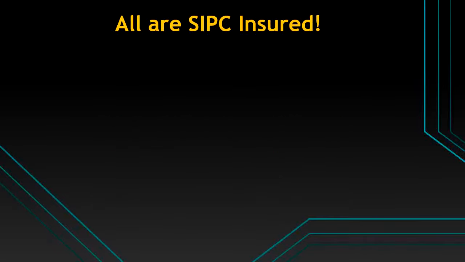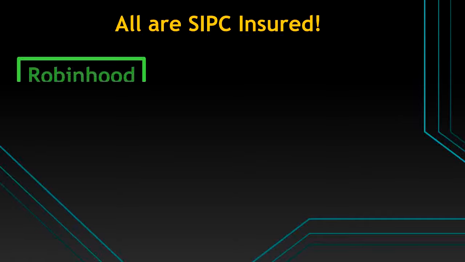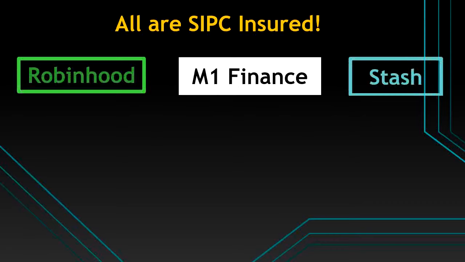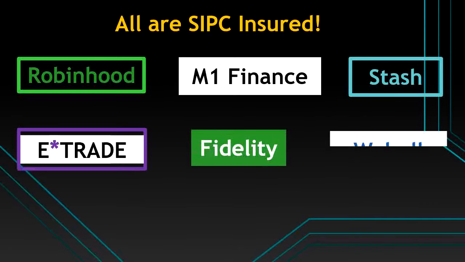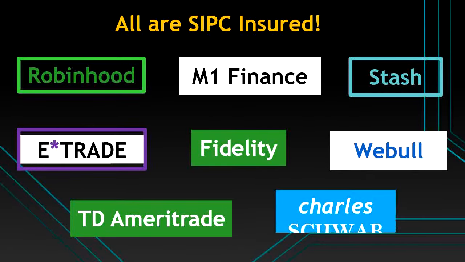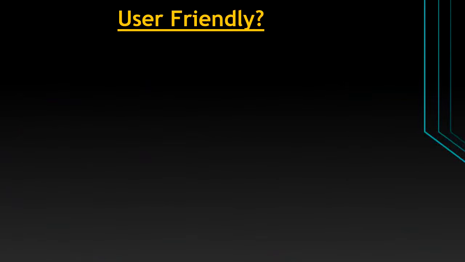So, as for the 8 firms reviewed in this video, all of them are insured under the SIPC. Robinhood, M1 Finance, Stash, eTrade, Fidelity, Webull, TD Ameritrade, and Schwab are all insured. Now the next determining factor, user friendliness. Now, no one wants to use an app that is not user friendly. Everyone wants to use an app that is user friendly. And what makes an app user friendly?